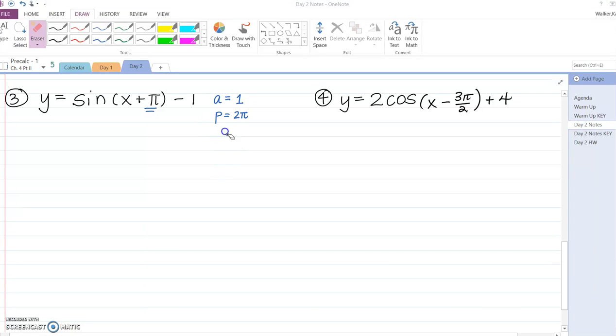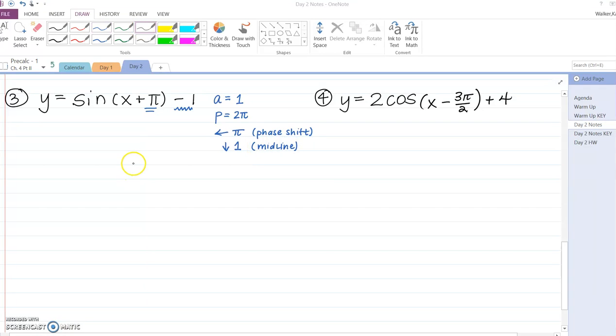Now if stuff's on the inside and I have a plus, I would think I'm going right, but in fact I'm going to the left, pi, and the minus 1 is on the outside. Outside stuff goes up or down, which means I'm going down 1. Again, this I call a phase shift. So you'll hear me say that a few times. It could also just be a horizontal shift, whereas the down 1 is affecting my midline.